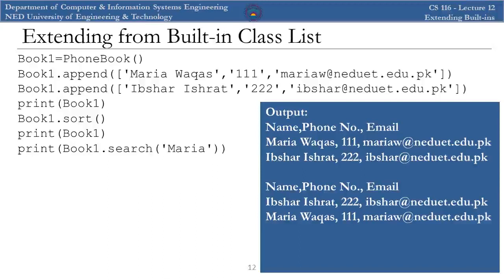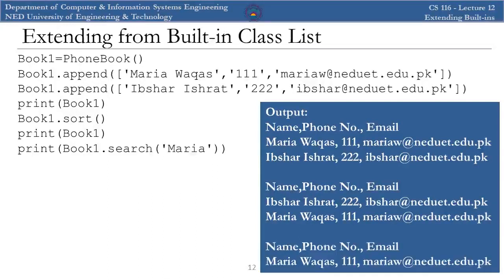and now I'm searching this string Maria. So see, this is returning a list. Since there was only one name that contained MARIA, it returned only one. But if you search like AR, yes, AR is common in both the names, in Ibshar and Maria. So if you search a string AR, you will get both the records printed here.